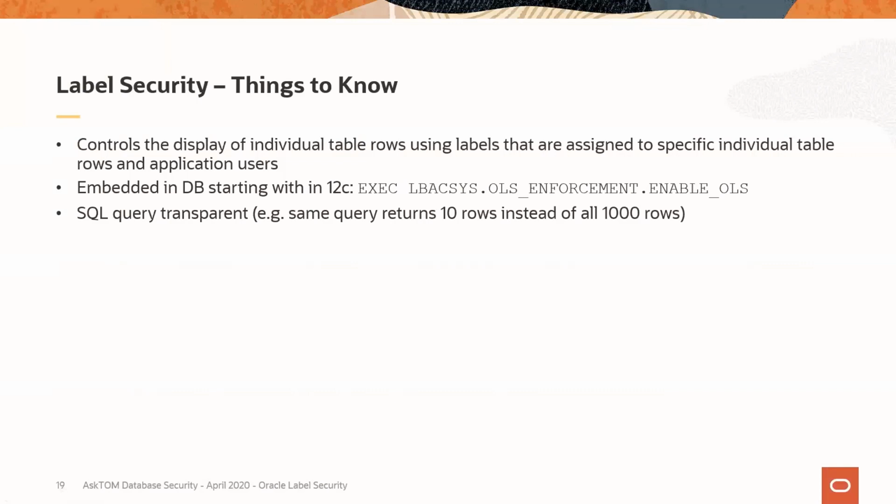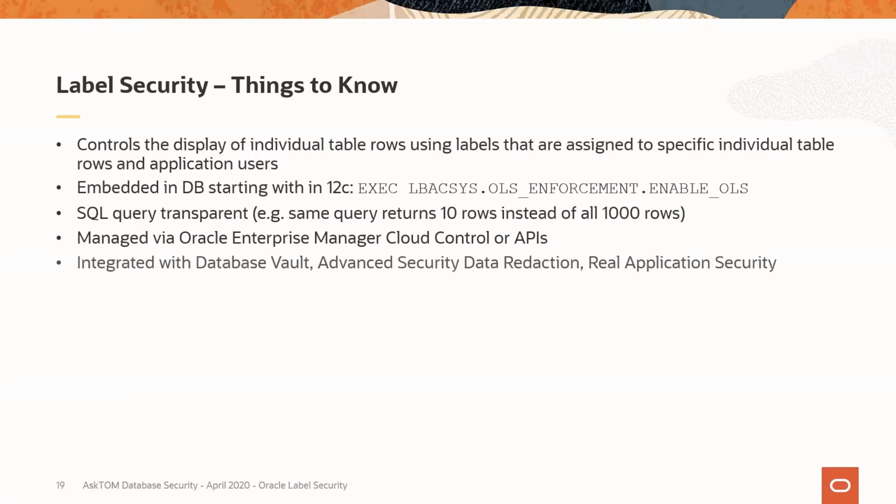It's a hidden column that adds the data label, so for the same SQL query, it will return a different set of rows for each user, depending on their user label. And we have a full set of APIs, as is typical for all the database features. You can also manage label security using Enterprise Manager Cloud Control. And the user labels can also be integrated with Database Vault as factors, Advanced Security data redaction, and Real Application Security.